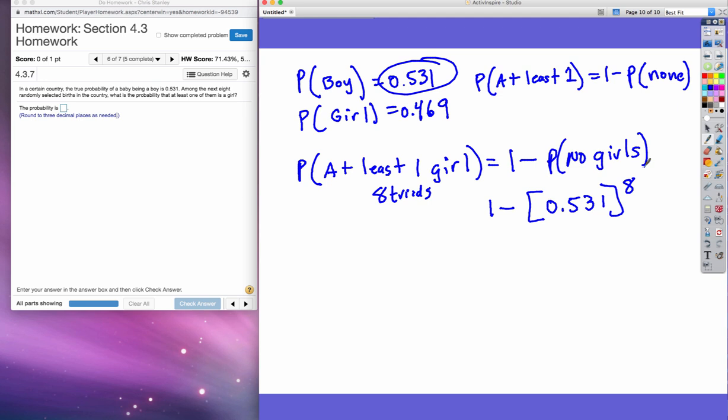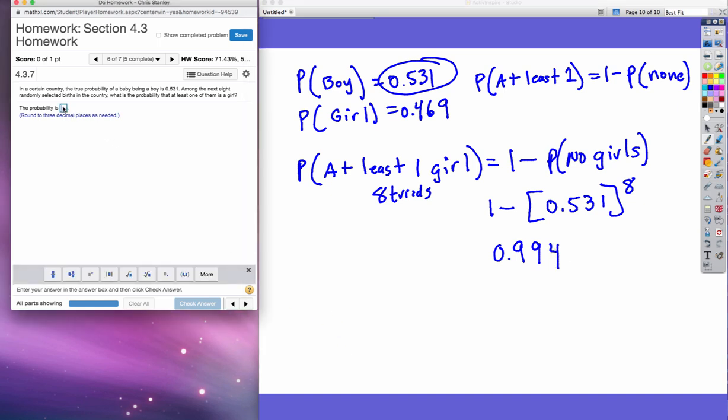So I'm going to work on the right side first. So I'm finding this 0.531. I hit the little caret, raise it to the 8th power. So I have 0.531 in my calculator, raised to the 8th power. Okay, and then I do 1 minus that value. It should be a really big number. So I got 0.99. They want me to go to 3 decimals, so that's going to round up to a 4. Now your numbers are going to be different, but you have to use the same logic.